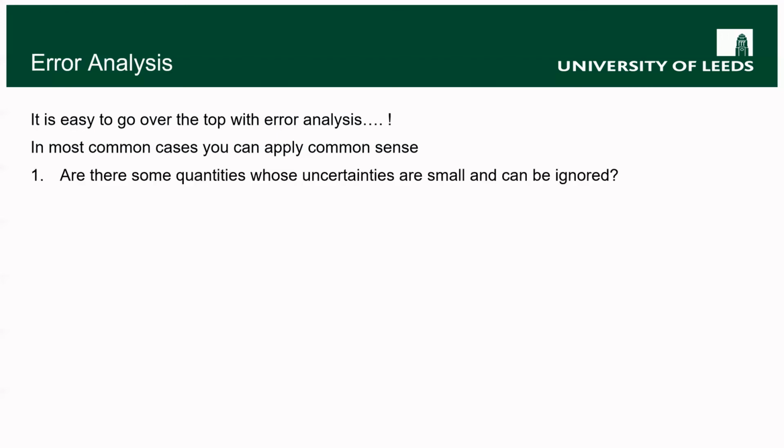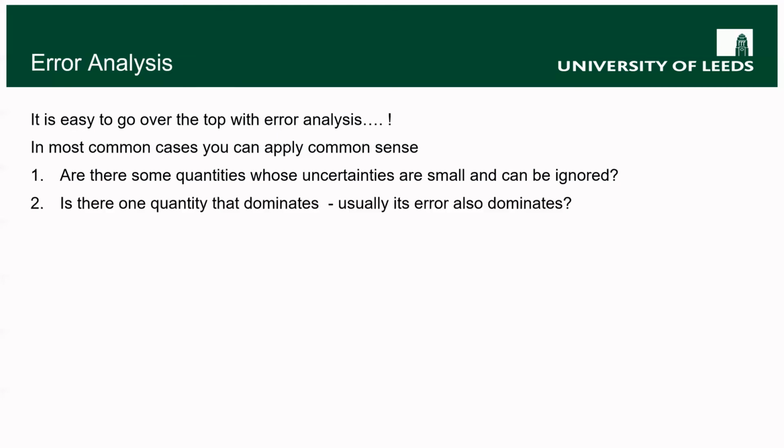So you can ask some questions. Are there some quantities where the uncertainties are small compared to the other ones? You can just simply ignore them because they don't make a big enough difference. Is there some quantity that completely dominates your calculation? In that case, usually the error also dominates.